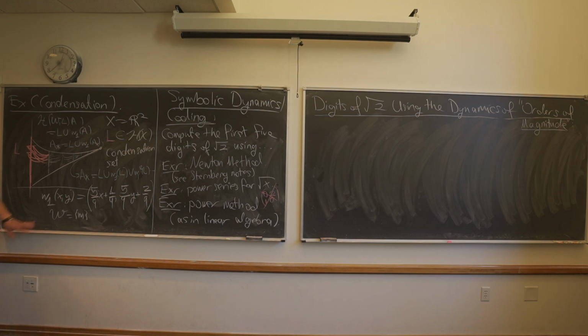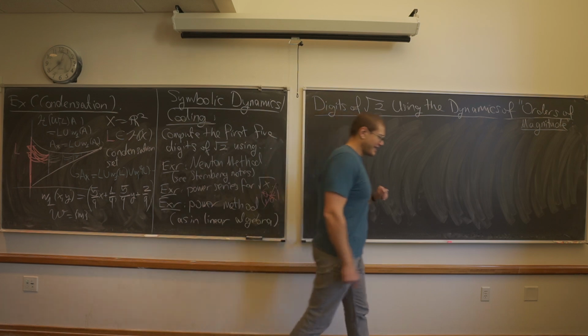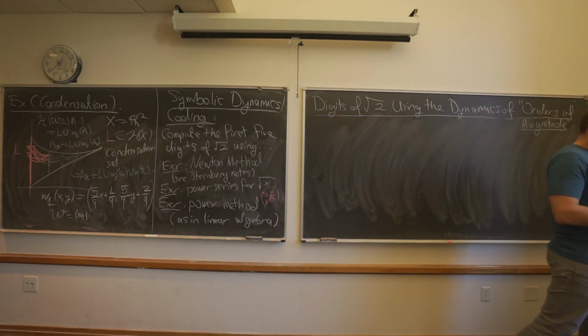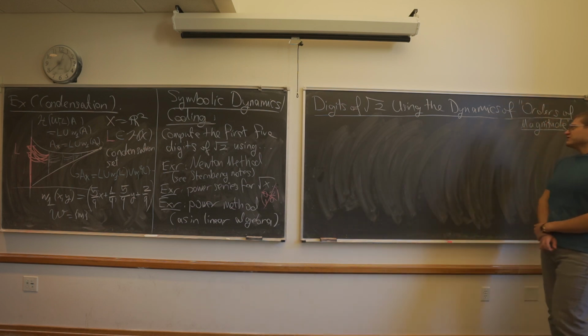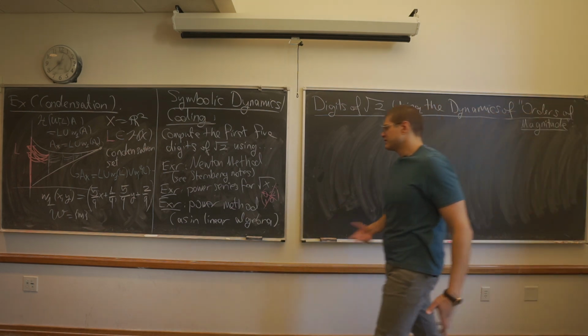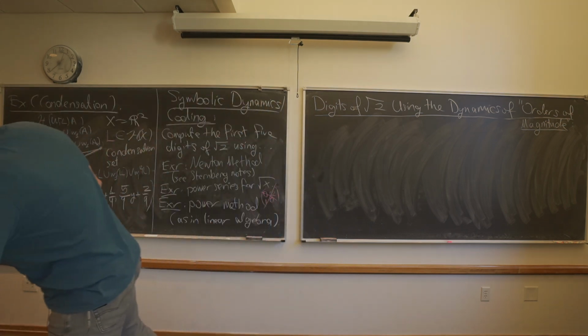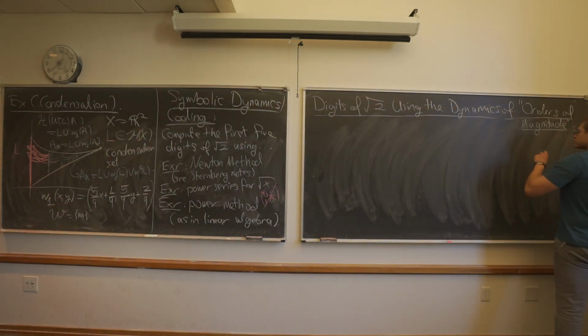Okay, now I want to discuss a different way of computing digits of root 2. In a sense, this is a lot simpler. It's very basic, and it is related to the dynamics of orders of magnitude. In other words, it's about the dynamics of multiplication by 10: take a number, multiply it by 10.